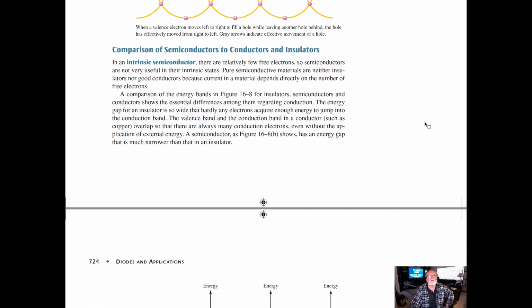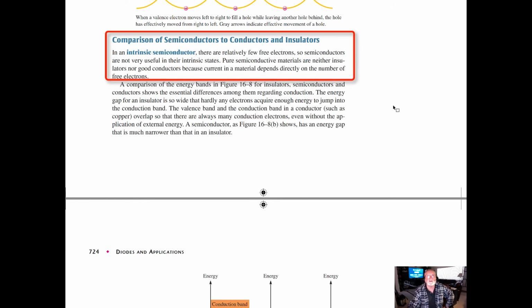So if we compare semiconductors to conductors and insulators, in an intrinsic semiconductor, that's a pure semiconductor where we've added no doping, there are relatively few free electrons. So semiconductors are not very useful in their intrinsic state. Pure semiconductor materials are neither insulators nor good conductors, because the current in a material depends directly on the number of free electrons.